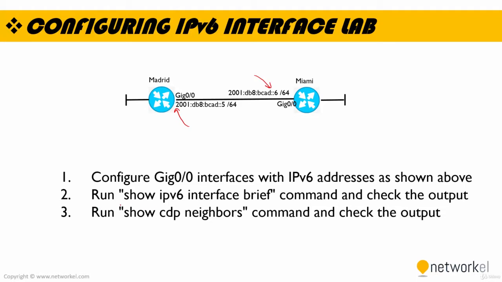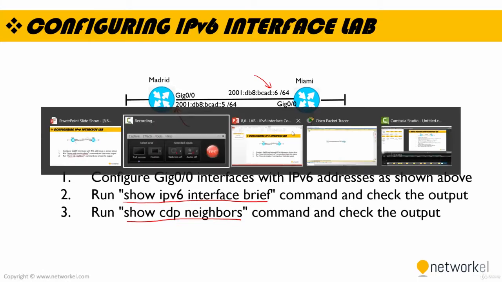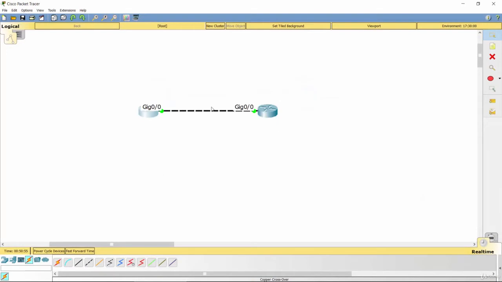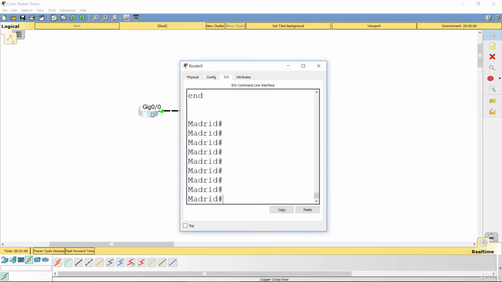In the second step, we need to run the show ipv6 interface brief command and check the output. And in the last step, we need to check the show cdp neighbors command. Okay, let's go. We have Madrid and Miami again. Let's go to Madrid first.